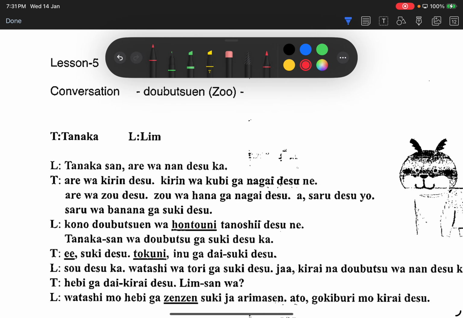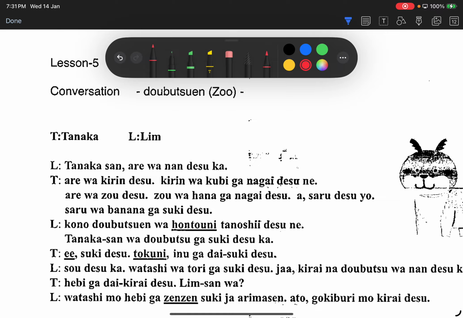Tanaka-san, are wa nan desu ka? So nan simply means what? So what is that? Are wa nan desu ka? So that, are is that. So what is that? T replies, are wa kirin desu. Are wa kirin desu. So that is giraffe desu. Kirin wa kubi ga nagai desu ne.